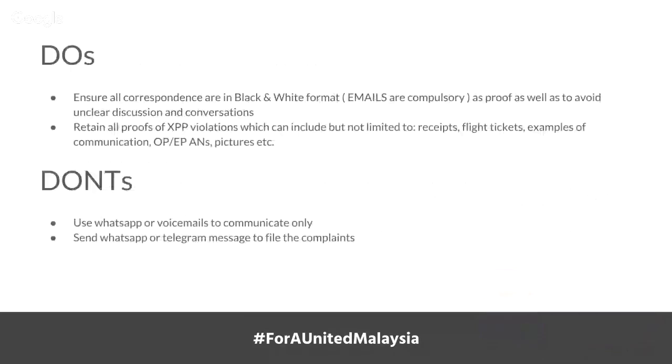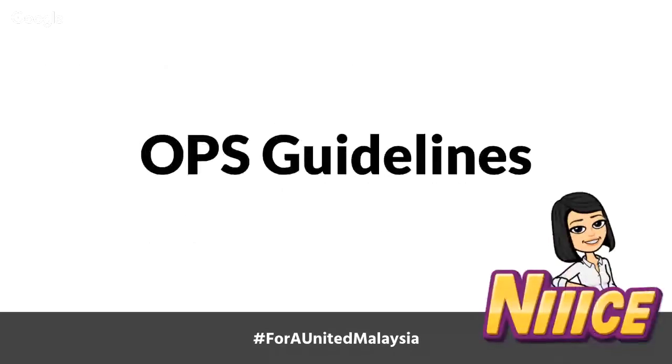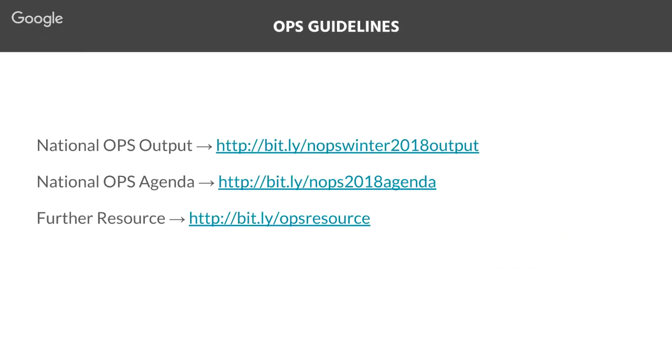You can ask me later as well if you have jotted down any questions. So if you haven't done your OPS, or you are going to do your OPS for your EPs, you can go to these links. There is a national output, national agenda, and further resources. You can check out how we are doing our national OPS, and then you can refer to it or customize it a little bit to make sure you really deliver a quality OPS to your EPs as well.